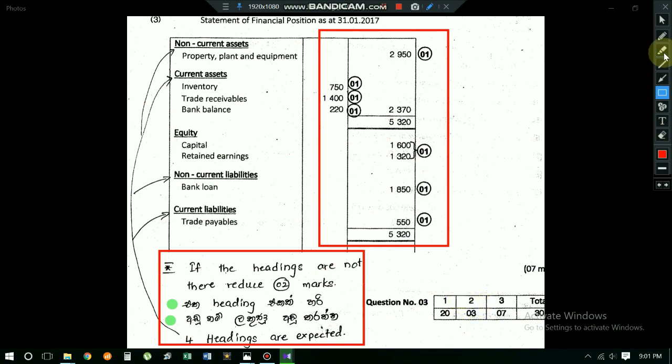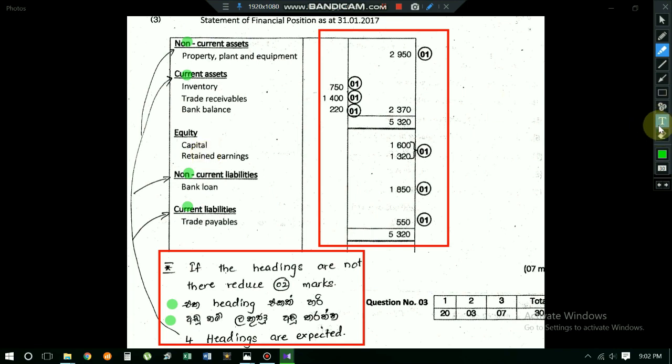4 headings are expected. This is the marking scheme, the teacher's marking scheme, right? That means if you are not going to write one of these 4, you will lose 2 marks. As I said earlier, question number 3 gets 7 marks in total. Out of that 7, you will lose 2 marks. So there's a high risk. See this point?